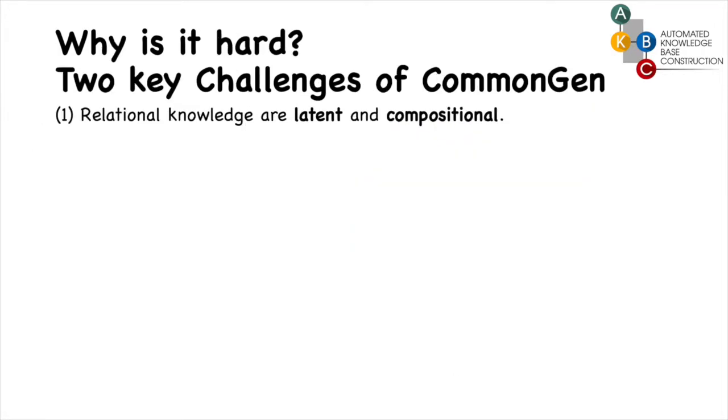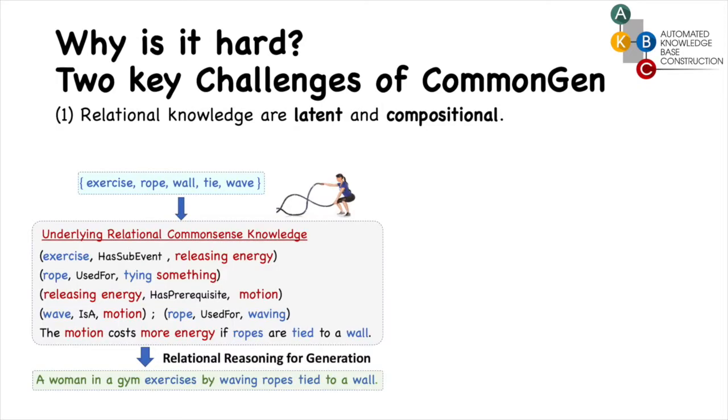Why is this problem hard? First of all, it needs much relational commonsense knowledge about given concepts, and they are latent and compositional. For example, we can see this particular real example in our dataset. We need to know a list of facts which are latent and find the best composition of them for writing the final sentence: a woman in a gym exercises by weaving ropes tied to a wall.